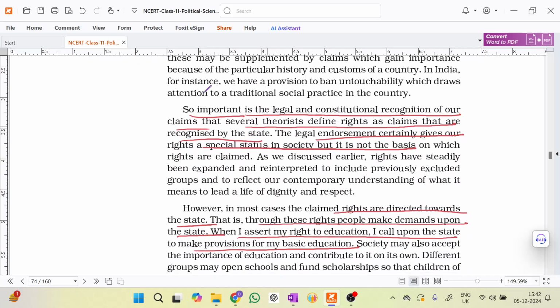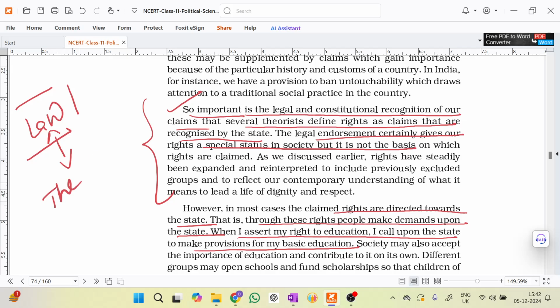Now, how important is the legal or constitutional recognition of rights? So important is the legal and constitutional recognition of claims that several theories define rights as the claims that are recognized by the state. So it becomes another definition of rights: rights are a claim or entitlement that we seek, and who we are seeking it from is the law, or the authority that has been authorized by the law.